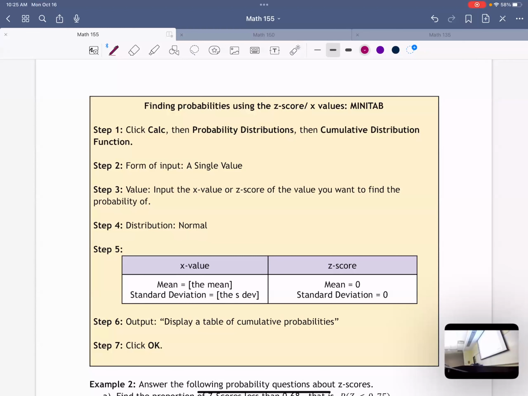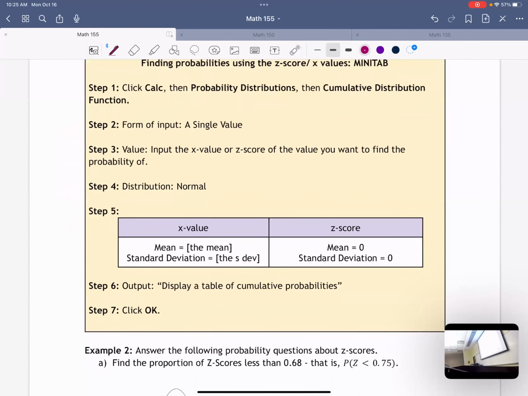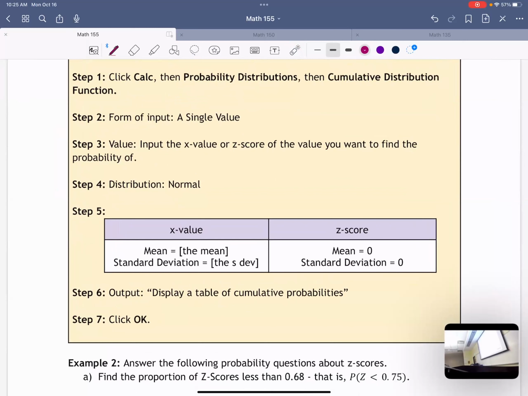So here's how we go about doing it. We're going to click a bunch of stuff on Minitab. We're going to type in some stuff for step 2 and 3. Step 4, we're just going to make sure that it says normal, which it's kind of default to. Step 5 actually depends on whether we're given an X value or a Z-score. If we're given an X value, we're just going to type in the mean and standard deviation given to us in that question. If it's a Z-score, we're going to use the standard normal distribution.